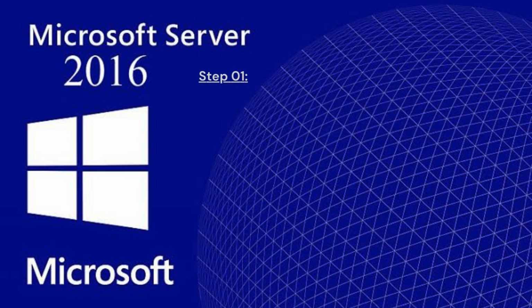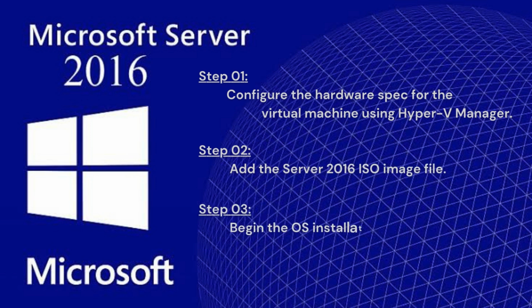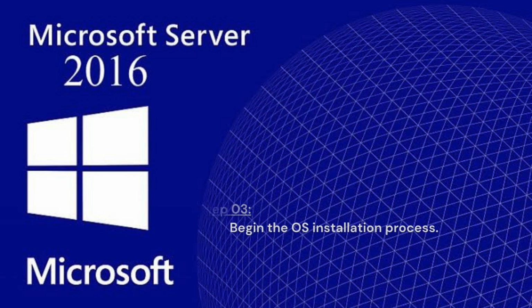Let's see the steps to install Windows Server 2016 OS on a Hyper-V virtualization server. Step 1. Configure the hardware specifications for the virtual machine using Hyper-V Manager. Step 2. Add the Server 2016 ISO image file. Step 3. Begin the OS installation process.